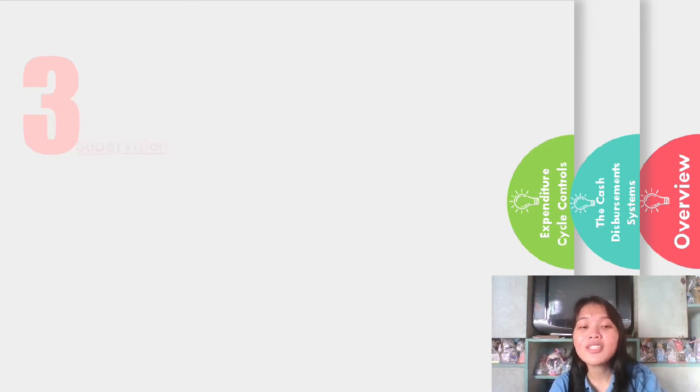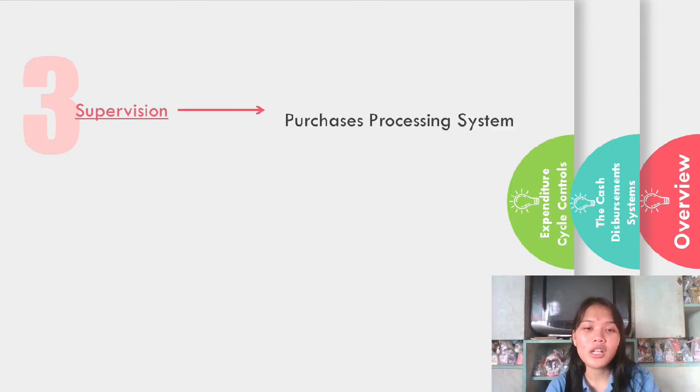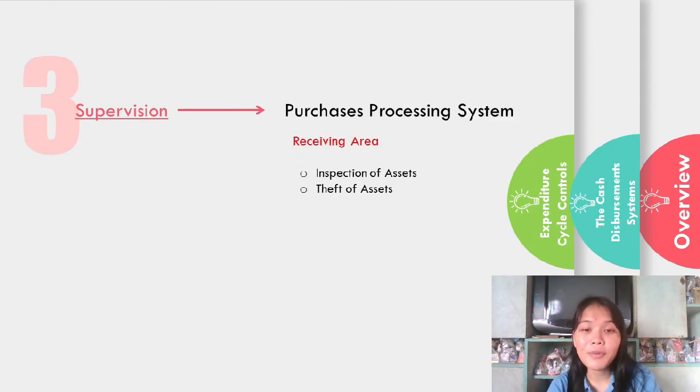Now let's go to supervision. Such control activity vitally affects the receiving department, as it is the area of the firm which benefits from such supervision. Under the purchases processing system, such department is responsible for inspecting whether what has been purchased and ordered by the firm is received in full and in the same quality expected by the firm before it is directed to the warehouse. Here, close supervision is recommended in order to reduce two types of exposure: the first is the failure to properly inspect the assets, and the second is the theft of the assets.